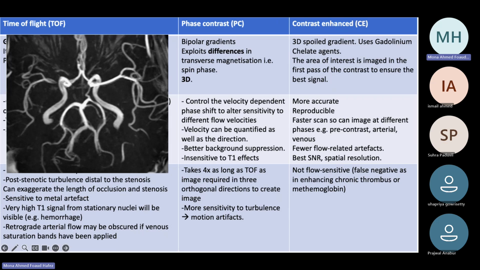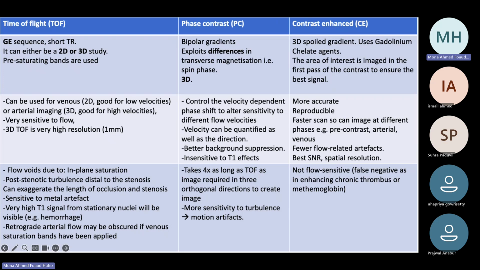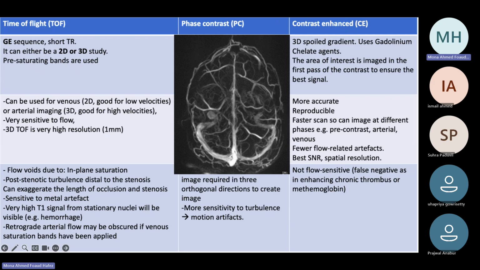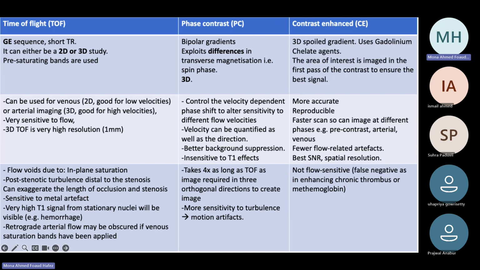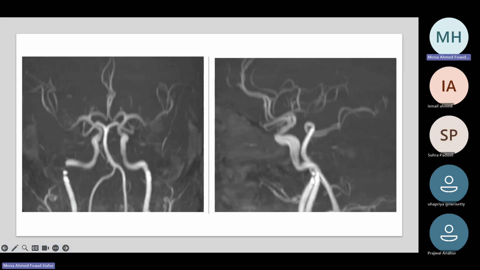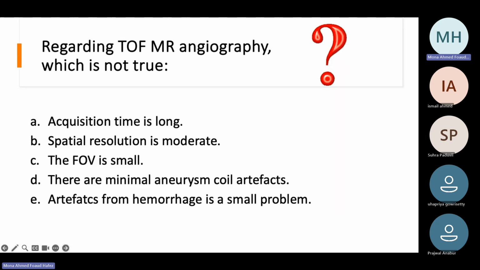Okay, this is MRA of the brain using time of flight, and this is MRV of the brain using the phase contrast technique, and contrast enhanced is mainly used for aortic and arterial angiography. This is MRA time of flight, showing the stenosis clearly visualized.